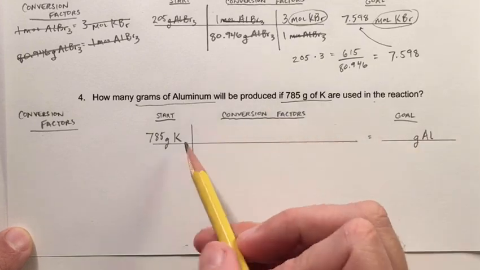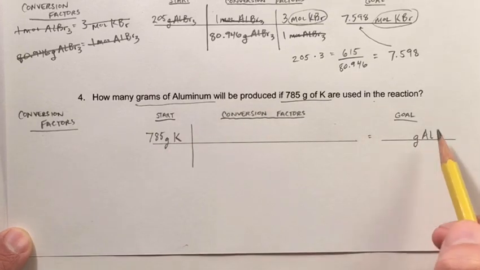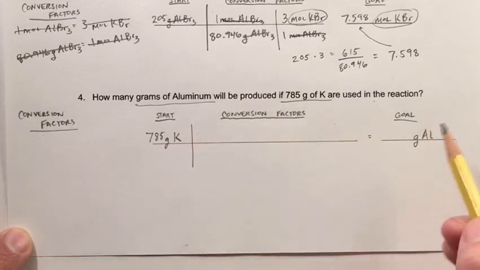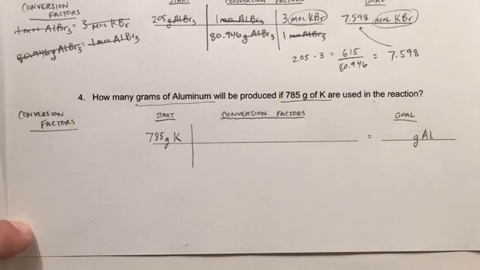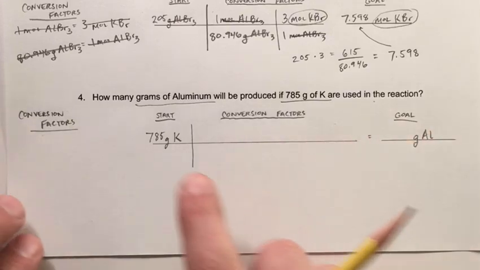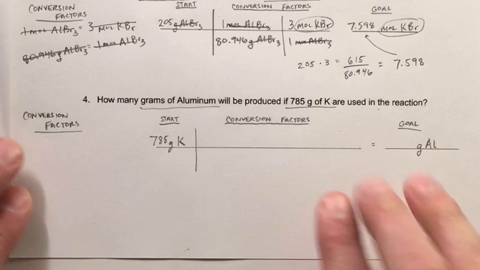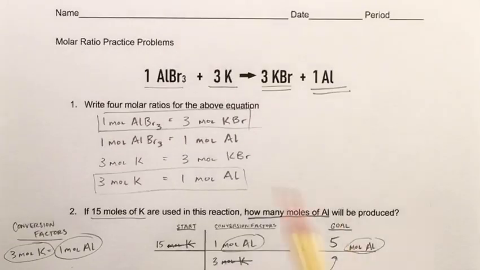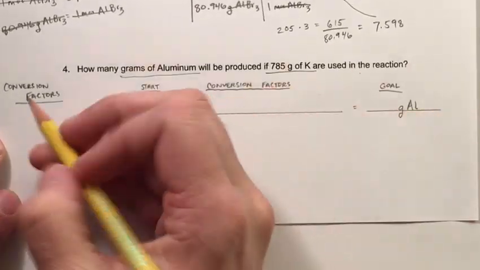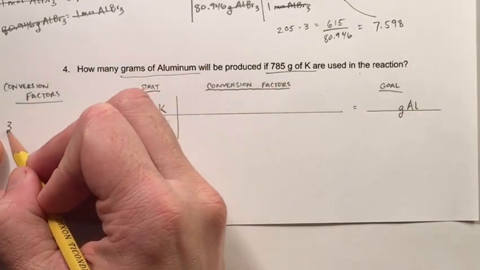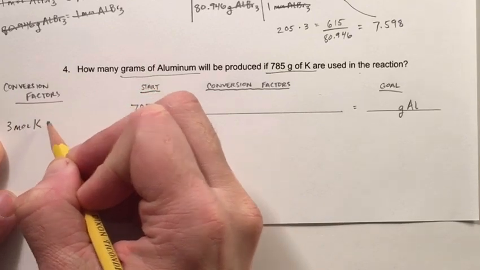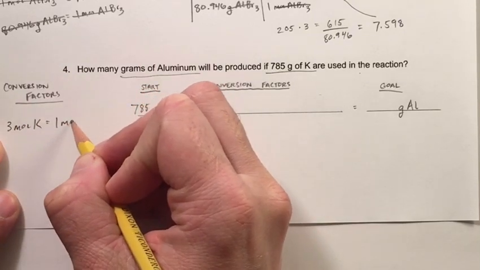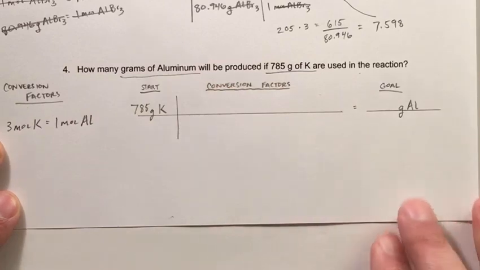Cool. All right, if I look, I have 2 different formulas in my start and my finish, so I will need a molar ratio. If I go back up top, I'm looking for K and Al compared together. I have K and Al. It's one I used already. It's okay. We can use it again. All right, so I will have 3 moles of potassium equals 1 mole of aluminum.